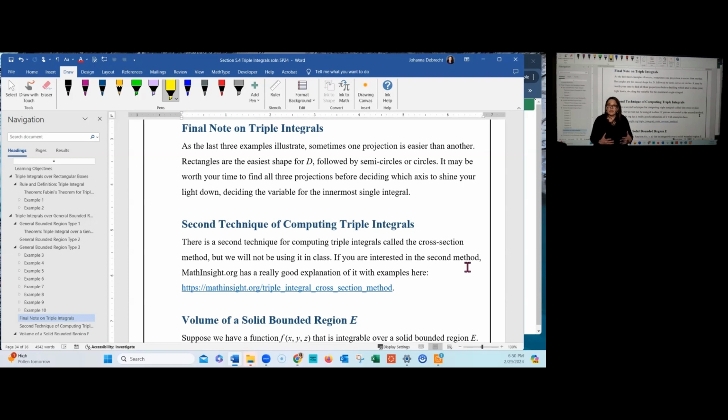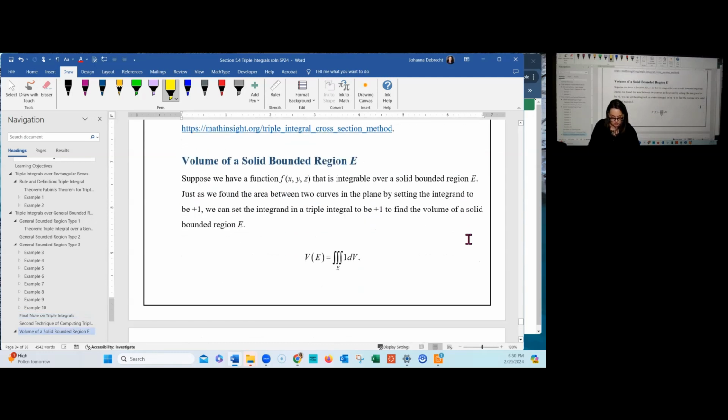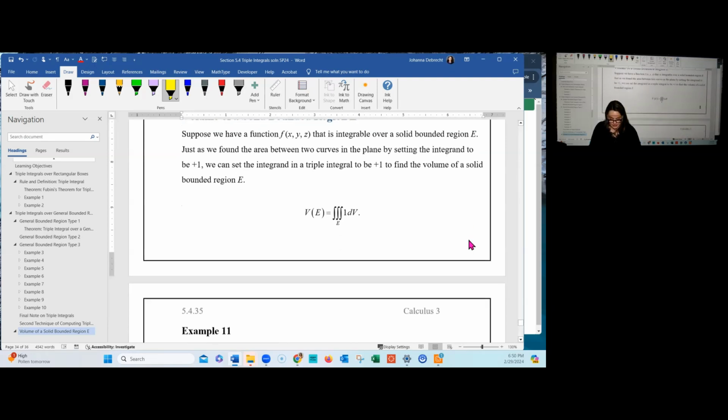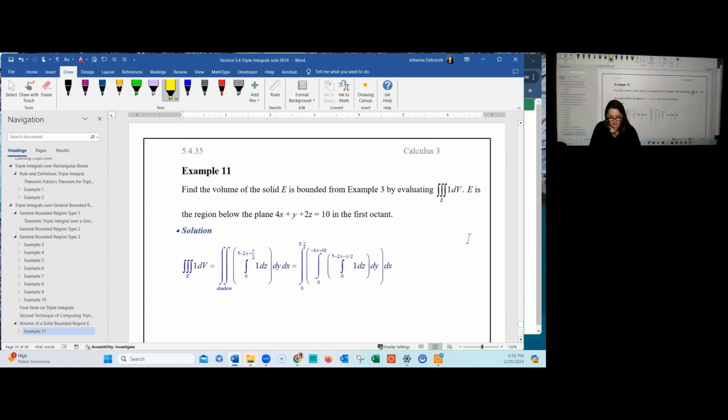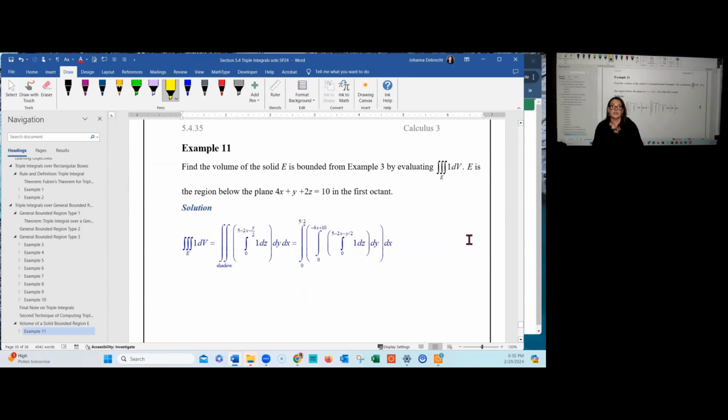Note that we can get the volume of our three-dimensional domain solid by setting the integrand to be 1. If we set the integrand to be 1, this will give us the volume of that three-dimensional solid that we had before. This is similar to what we did in the case of a double integral, setting the integrand to be 1 to get the area between curves.